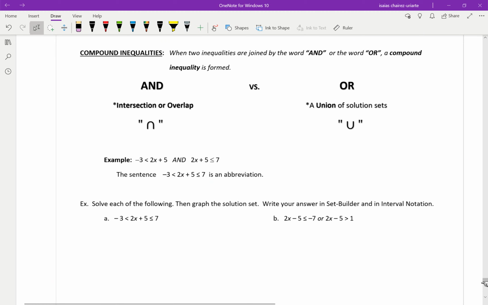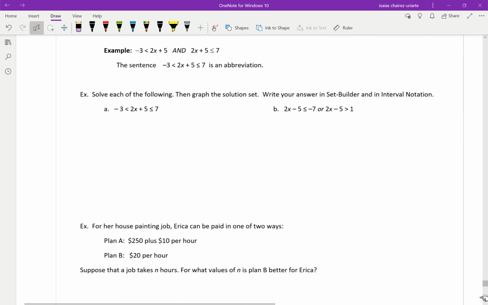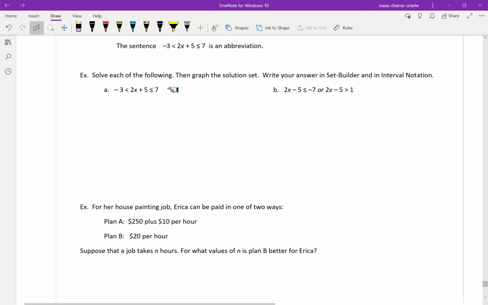All right, so let's try to solve some compound inequalities here. Let's first focus on the first two. I want to solve this compound inequality, graph the solution set, and write also my answer in set builder notation. And the same thing for this other compound inequality. So let's see. Pause the video, see if you can figure out parts A and B.